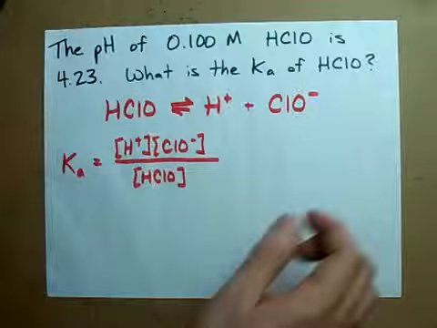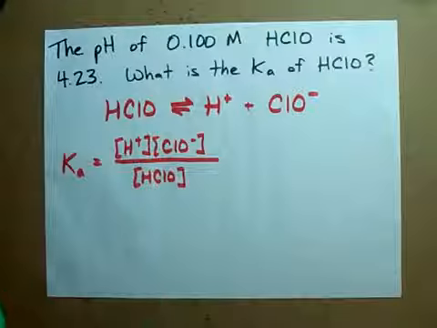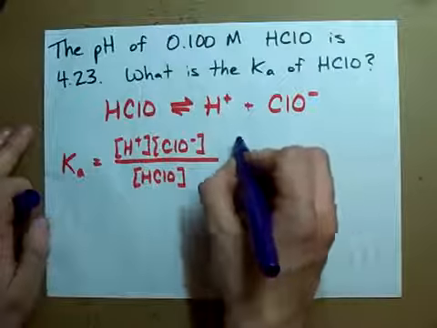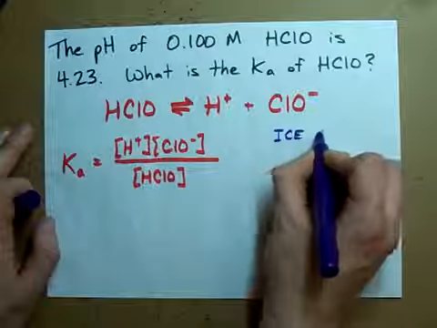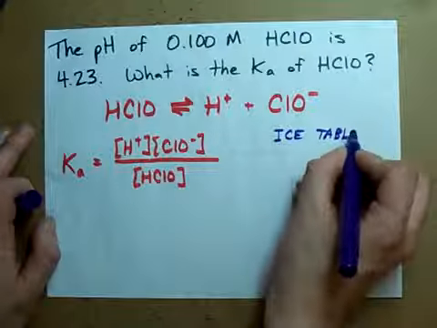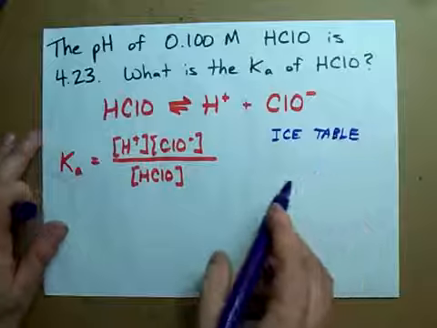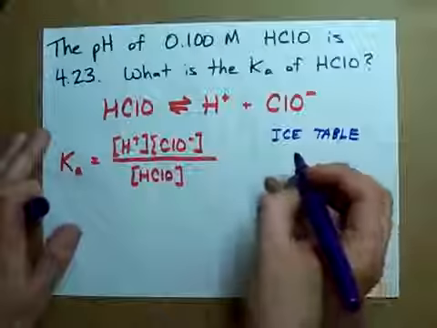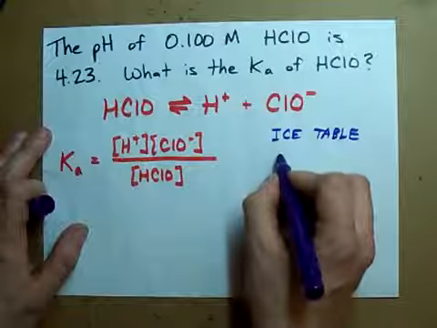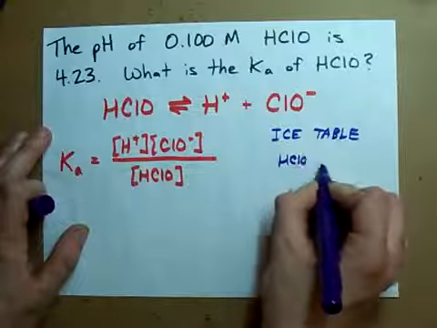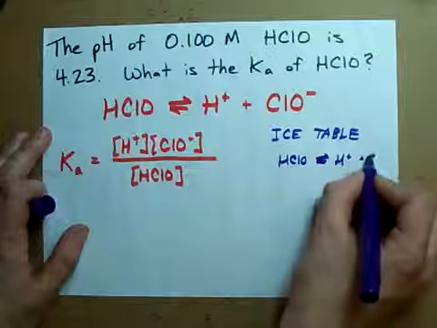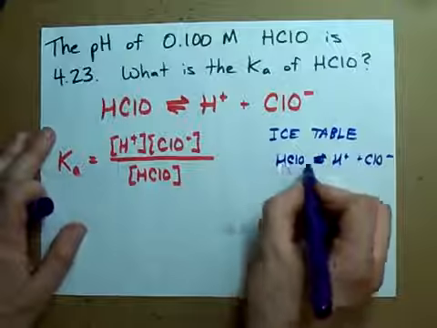So, who cares? I care. Many people care, and here's why. Because if you use an ice table to figure out the concentration of each of these, what you'll find is that, let me just set this up, HClO breaks up to give H plus and ClO minus.